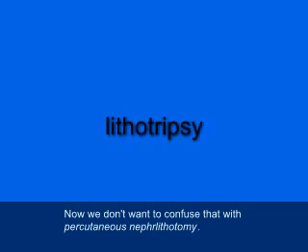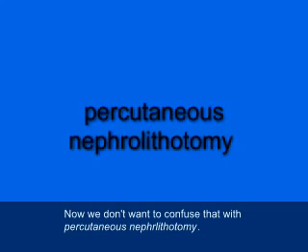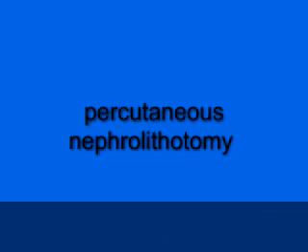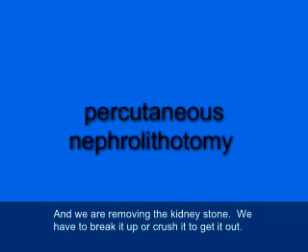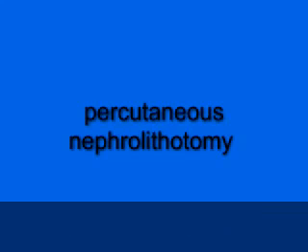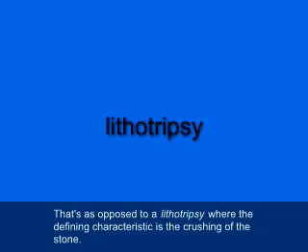Now, we don't want to confuse that with, say, the percutaneous nephrolithotomy. The defining characteristic of that is that we're making the incision into the back, we're cutting into, that's an otomy, and we are removing the kidney stone. We have to break it up or crush it to get it out, but the defining characteristic is that incision into the kidney to go after the stone. That's as opposed to a lithotripsy, where the defining characteristic is the crushing of the stone.